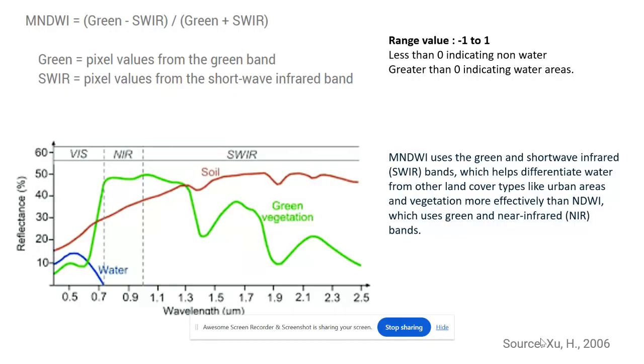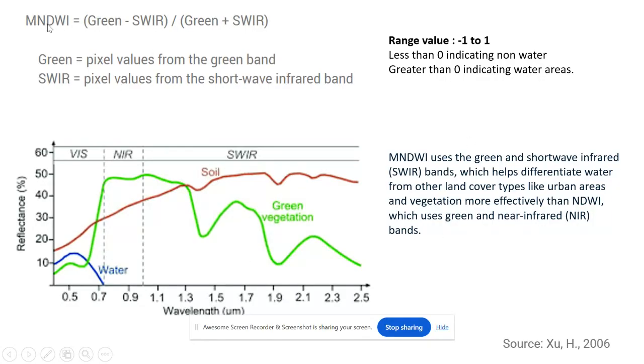The formula of MNDWI is green minus SWIR, divided by green plus SWIR. So what is the basis of this formula? If we look at this graph, we can see that water has very high reflectance in the visible bands and low or almost zero reflectance in the NIR and SWIR bands.